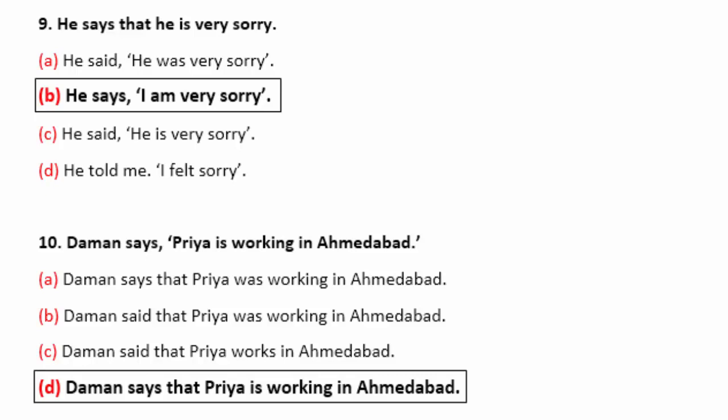Sentence number 10. The man says, Priya is working in Ahmedabad. Again, the same situation here. The reporting verb says is present. So we don't make any change in the tense of the reported speech. So the sentence as an answer would come as Priya is working. So wherever Priya is working is given out of all four options, that would be correct. And you can see option number D is correct. The man says that Priya is working in Ahmedabad.